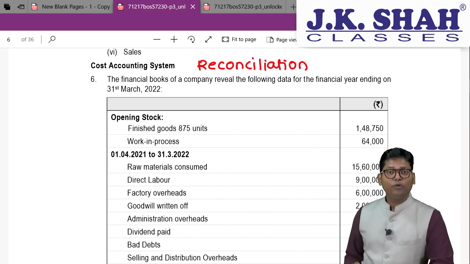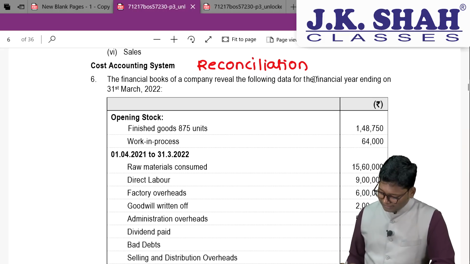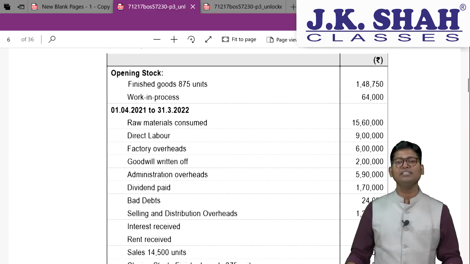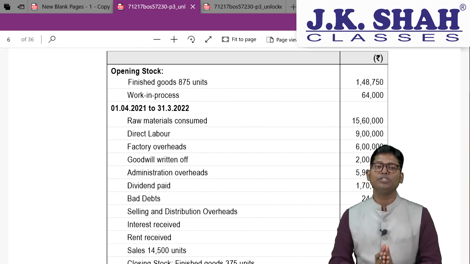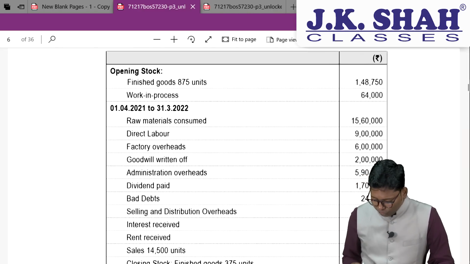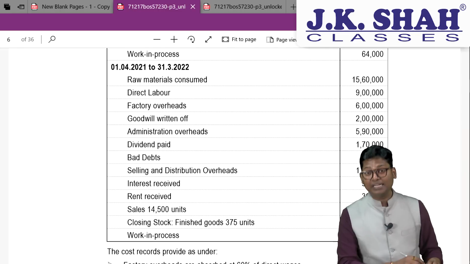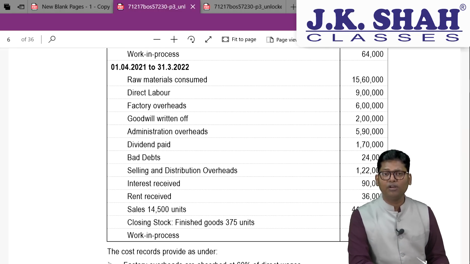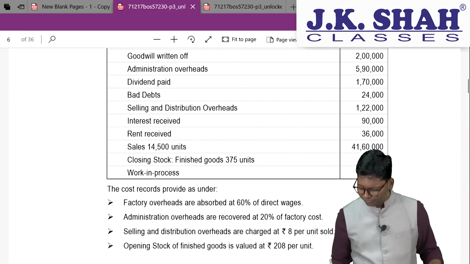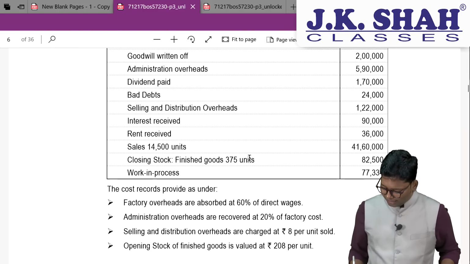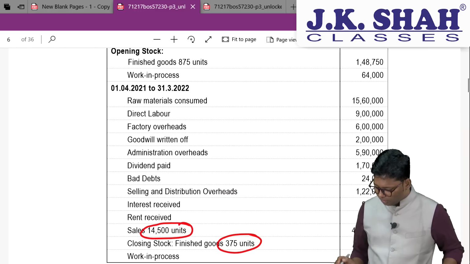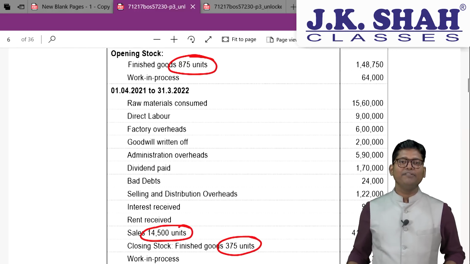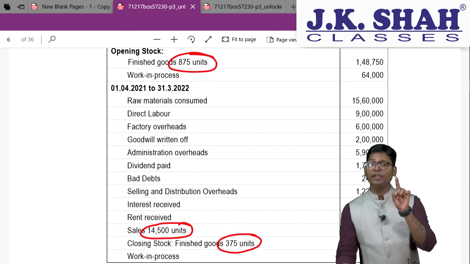The question related to reconciliation has given you some information, but this is the information given for financial books. So whatever information is available with us belongs to financial records. They have given you opening stock of finished goods, opening stock of WIP. The transactions during the year are given: material consumption, direct labor, factory overhead, goodwill written off. Each and every item is available. Along with this, sales units are given, then finished goods closing stock is given. Quantity sold, closing stock and opening stock, all 3 units are available. By using these, we can calculate the number of units produced.